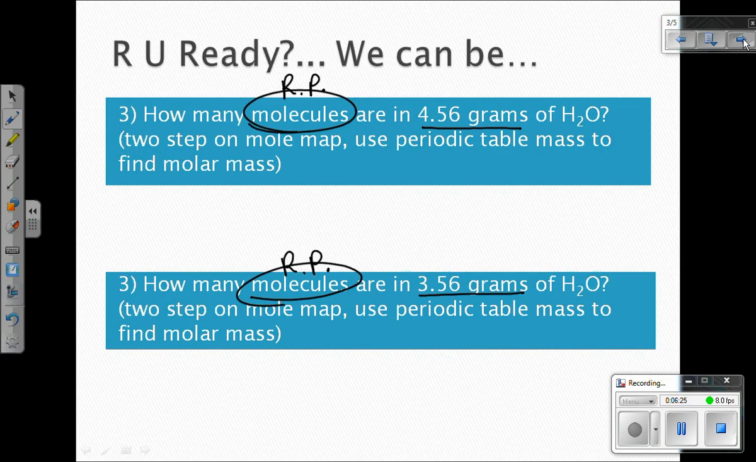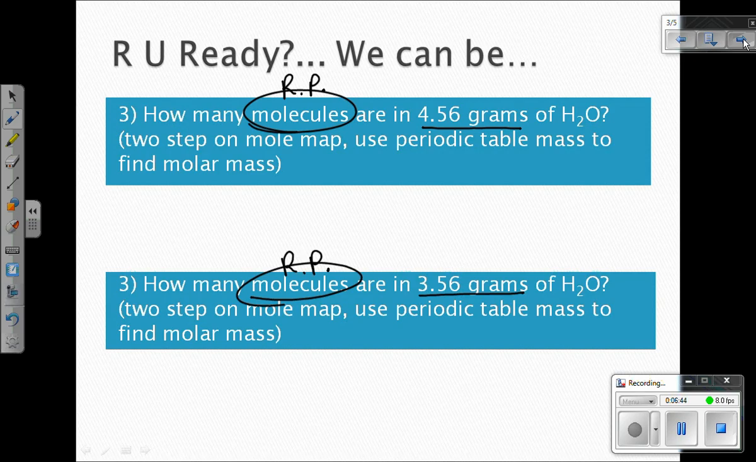We could have asked about atoms. We could have asked about formula units. If it's a molecular compound, it's molecules. If it is an element off the periodic table, the representative particles are atoms. If it is an ionic compound, then the representative particles are formula units.